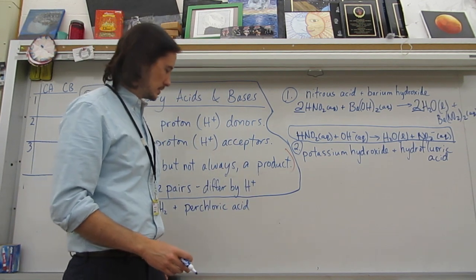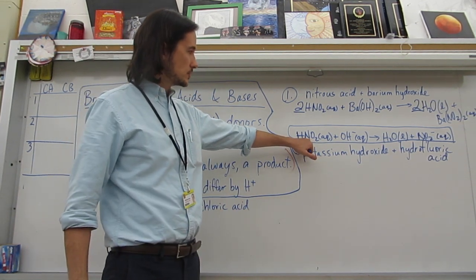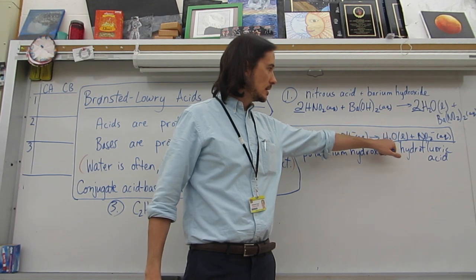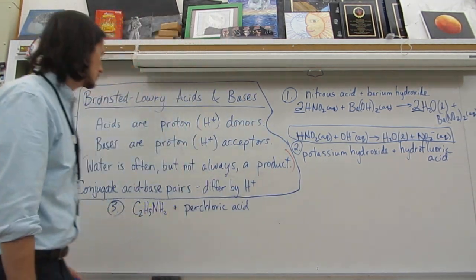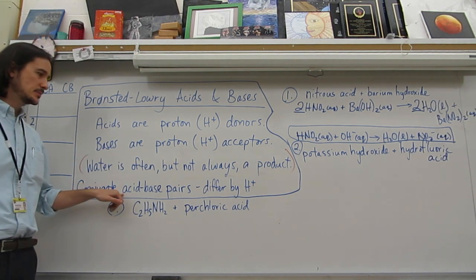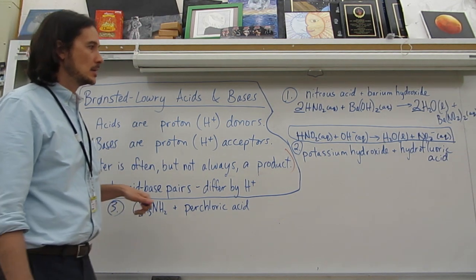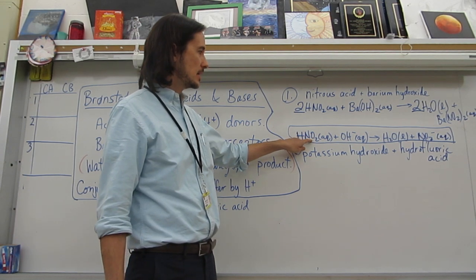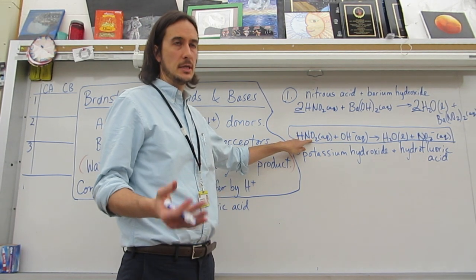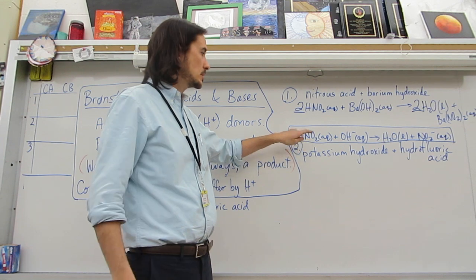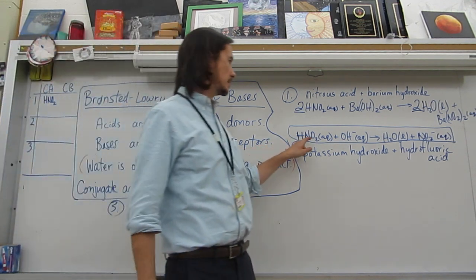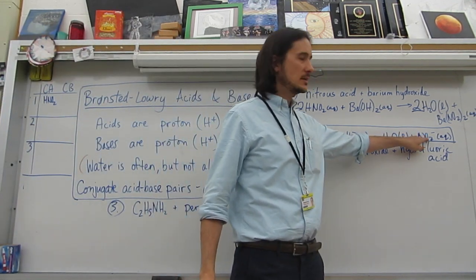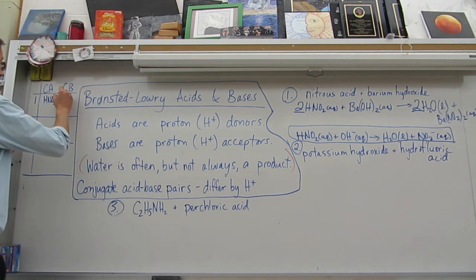Okay, we've got nitrous acid, hydroxide, water, and nitrite. So okay, we can relate these. Conjugate acid-base pairs differ by a proton. So for the acid on the reactant side, we're looking at the net ionic equation for the conjugate acid-base pairs. The acid is HNO2, and it is going to have a conjugate base of NO2 minus.